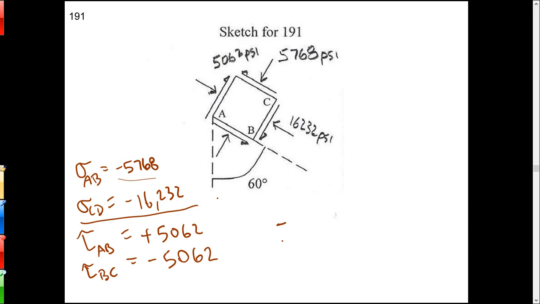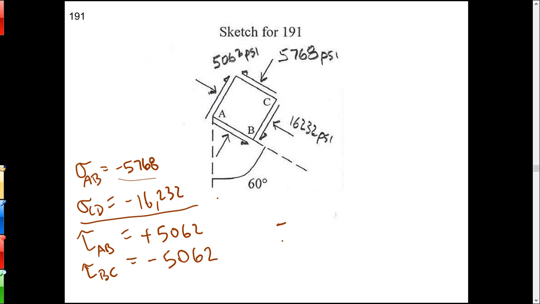So if I had to come up with an actual definition of principal stresses, I'd say the most positive and most negative of the stresses, if I want to be technical about it. But just understand kind of what I mean here. The maximum stress on that thing is 16,232. And the maximum shear, I'd say, is 5,062. I really wouldn't specify a sign on it, because every time you do these, there's a positive and a negative shear of equal magnitude. Anybody who knows about it is going to know there's a positive and a negative occurring there. It's not going to be a big deal.